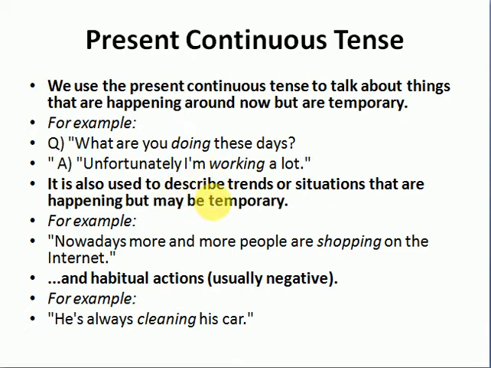This is also used to describe situations or trends which are happening at that time, but they are also temporary. They may stop. I said they may. वो stop हो सकते हैं. Like, nowadays more and more people are shopping on the internet. अगर आपने ये कहा है तो present continuous यूज किया तो इसका मतलब है कि this is what the people are doing at the moment of speaking. लेकिन ज़रूरी नहीं कि वो आगे continue रहे. This may be a temporary action.